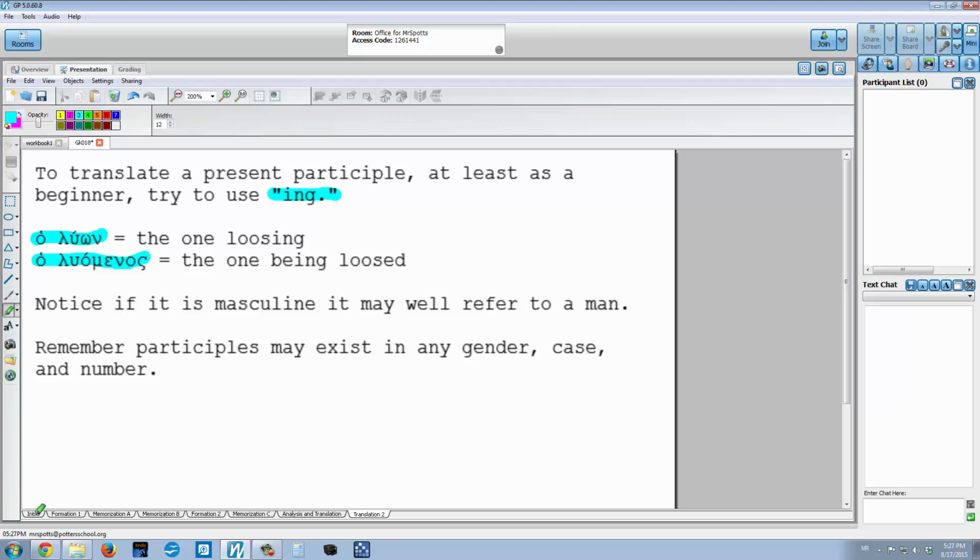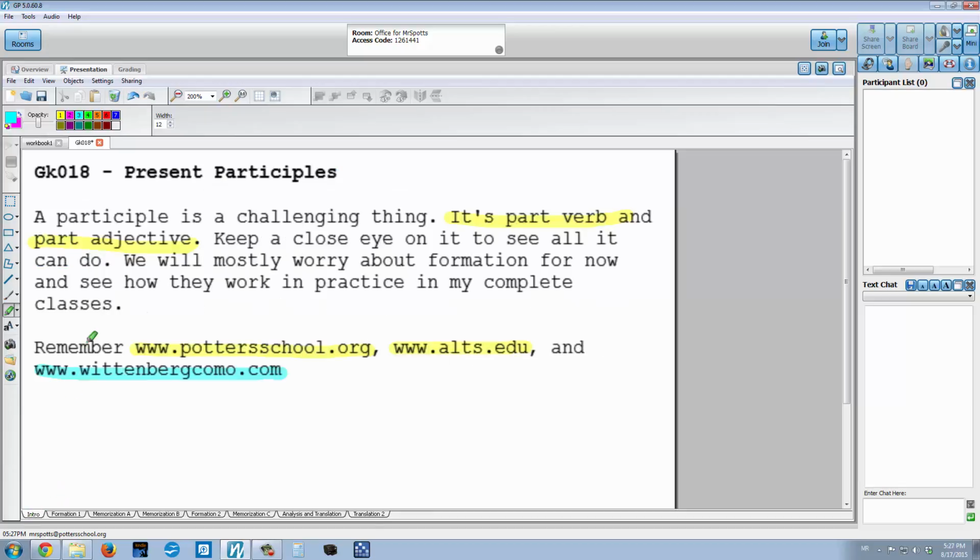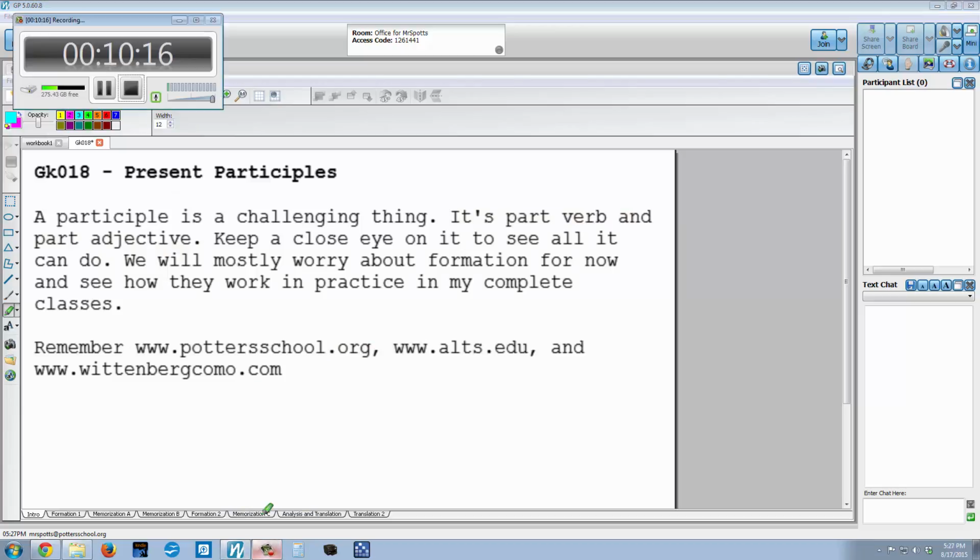And remember that participles may exist in any gender, case, or number. All right, I think that's probably about enough to make our brains go to automatic shutdown. This one might take viewing a few more times, but there you go. The present participle, part verb, part adjective. Keep doing Greek, it's a good thing.